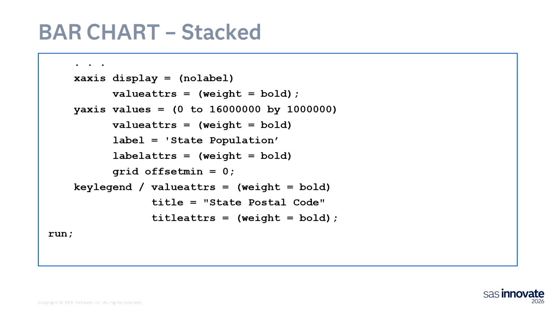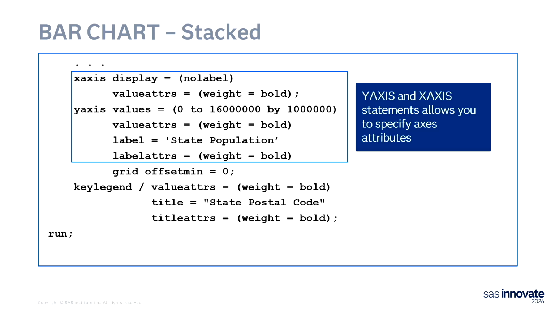We're not even done with the SGPlot statement. We still have to control our axes and all of the other information. So here we're going to specify our x-axis statement as well as our y-axis statement, and this is going to allow us to control what kind of information is being displayed.